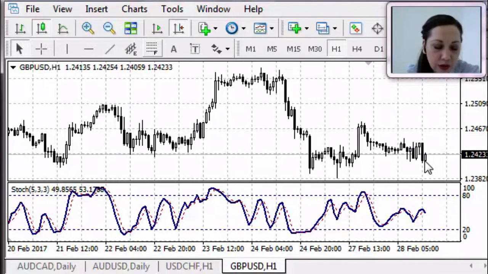About advantages, maybe we can say that as the stochastic belongs to the category of oscillators, it gives us an opportunity and a big chance to trade not just at the beginning of the trend, but within a trend. So it gives actually a lot of entry points for us. Within one trend, we can enter the market a few times.